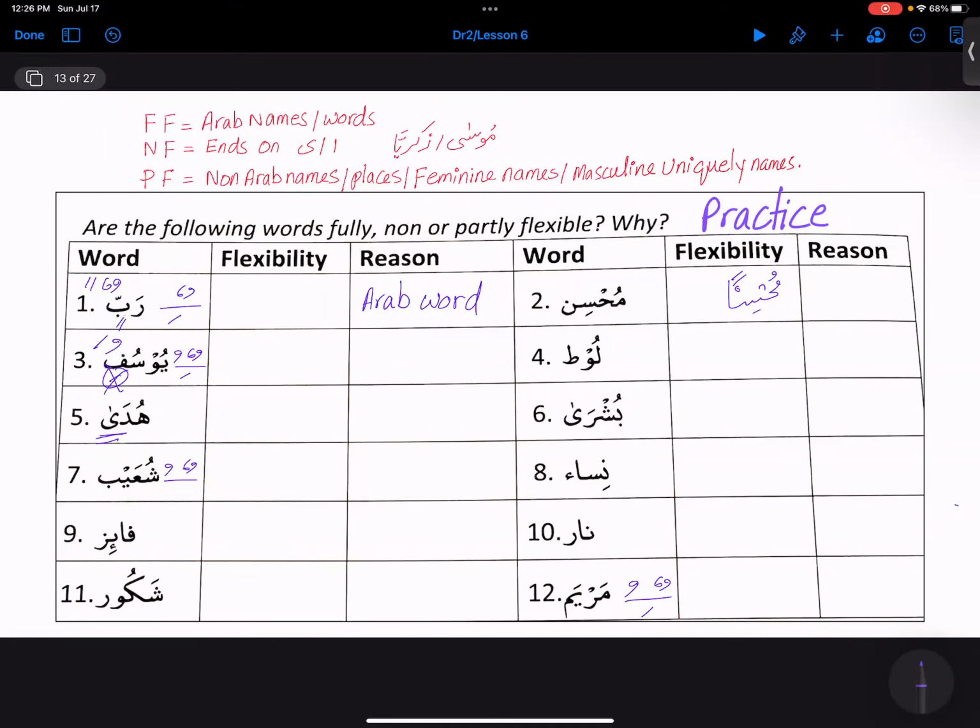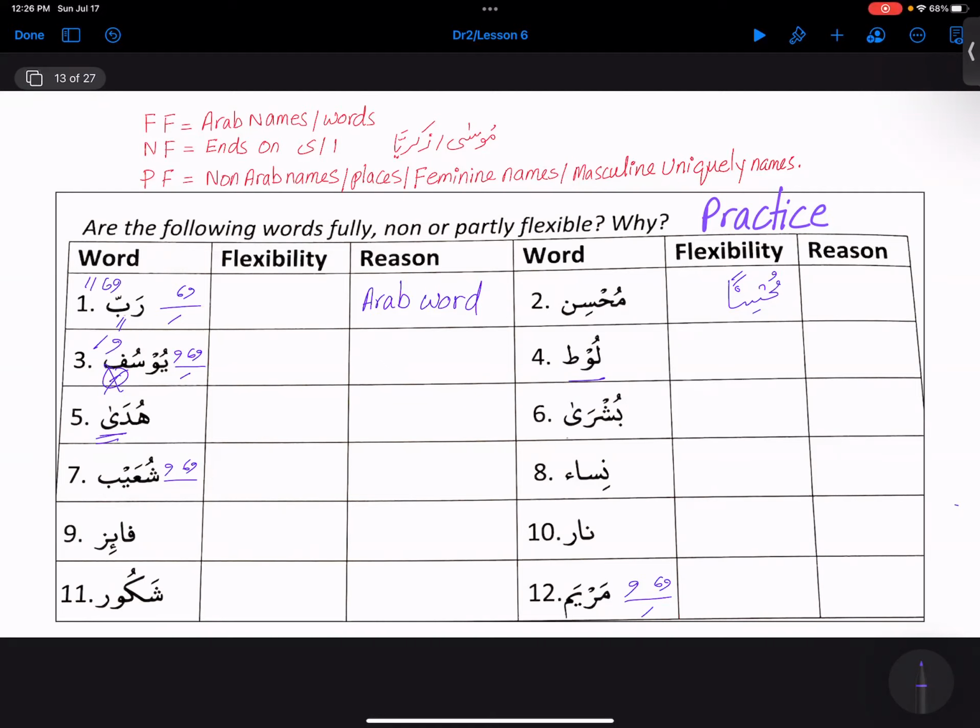Okay. Next one, Lut. Lutun, Lutan, Lutin. Very good. Why is it fully flexible? The waw with sukun in the middle of the three letters. Yes, even though this is a non-Arab name, it has three root letters and the middle one has sukun, so that makes it fully flexible.